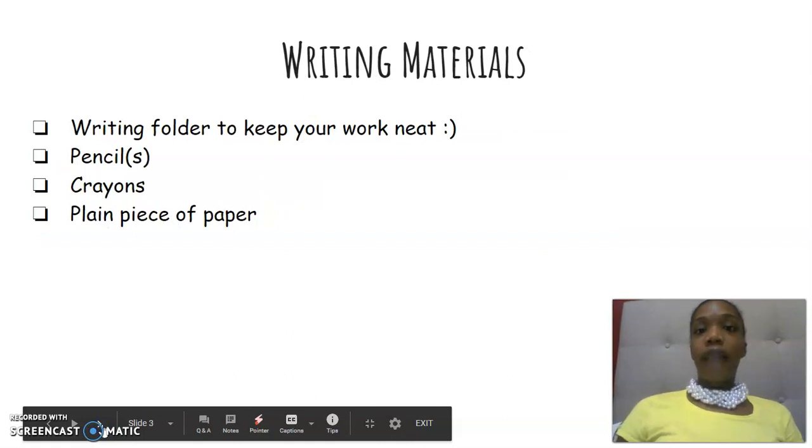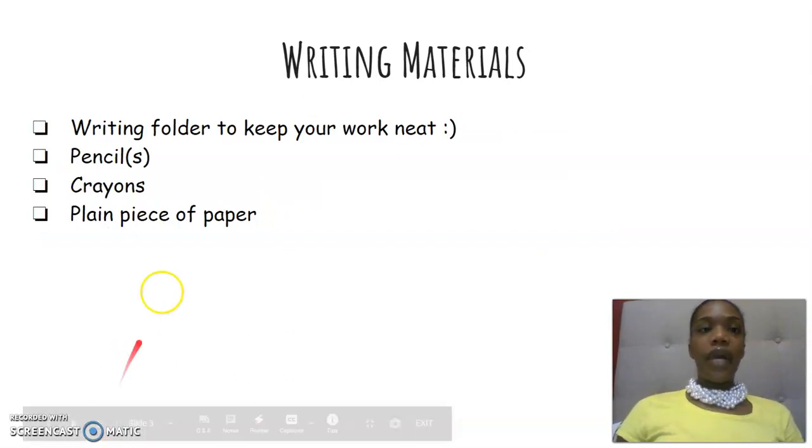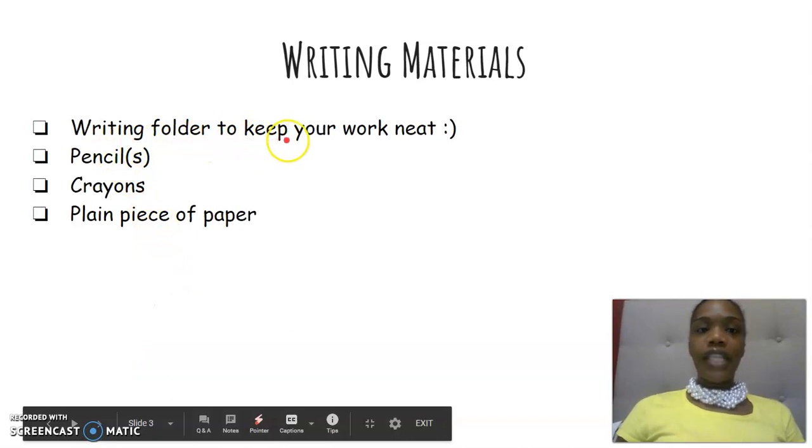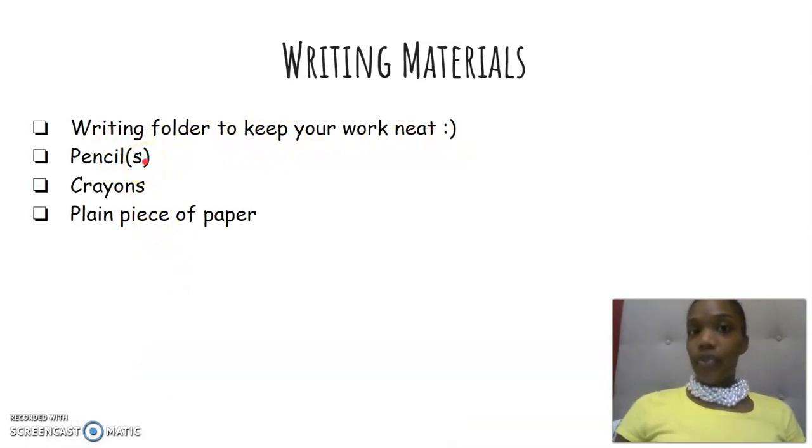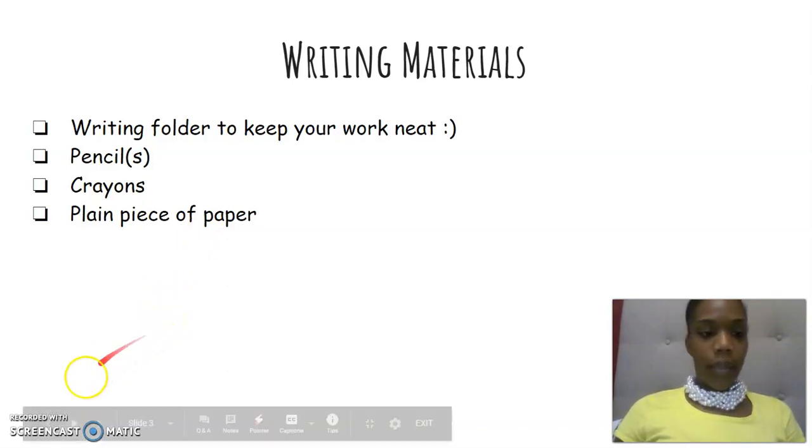Make sure that you have your writing materials available for yourself. You need to have your writing folder to keep your work nice and neat, a pencil, some pencils just in case the pencil that you're using breaks, some crayons, and a plain piece of paper. Whether you're going to use just a plain piece of paper, the Kami app, whatever it is that makes you comfortable during the task is okay with me.